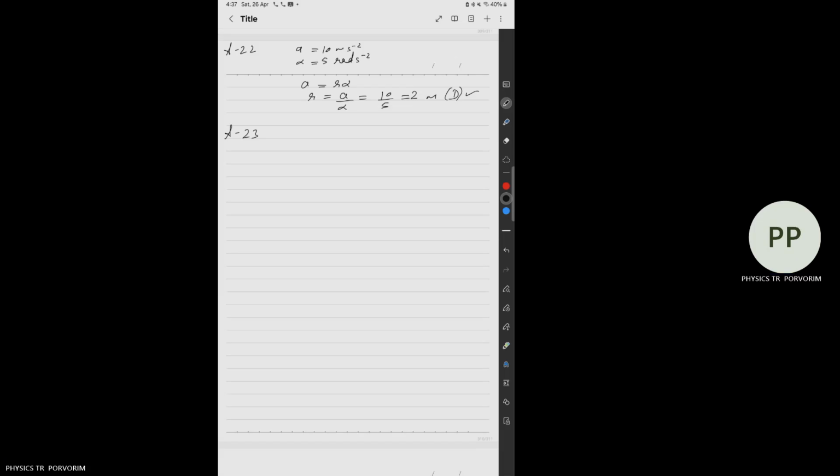23. A spring with spring constant K equal to 800 Newton per meter has an extension x1, let's say 5 centimeter. What is the work done in extending it from x1 to x2? We know the work done is given by half k times x2 square minus x1 square. So it will be half times 800 times 15 square, 225, minus 5 square, 25. So it will be 1 by 2 into 800 into 200.